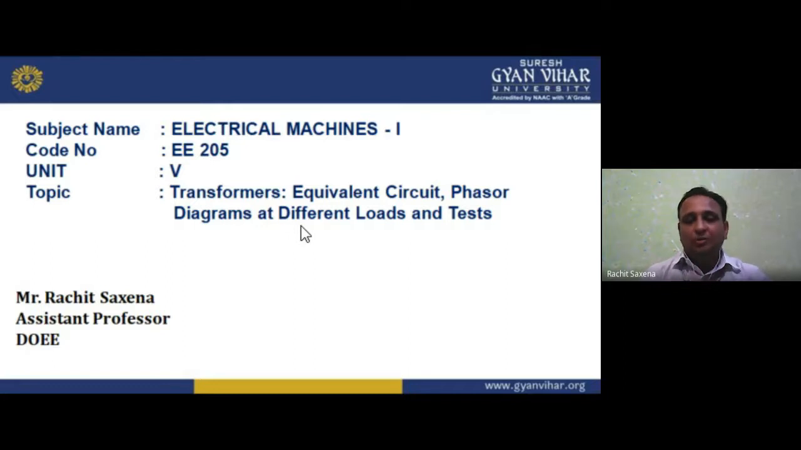So we talked a lot about all this. Then we have transformer, which is unit number 5. In transformer, we have studied that a transformer is an electromagnetic device which is used to transfer power from one circuit to another without changing its frequency. So we can say a transformer is an electromagnetic static device, not a dynamic device.